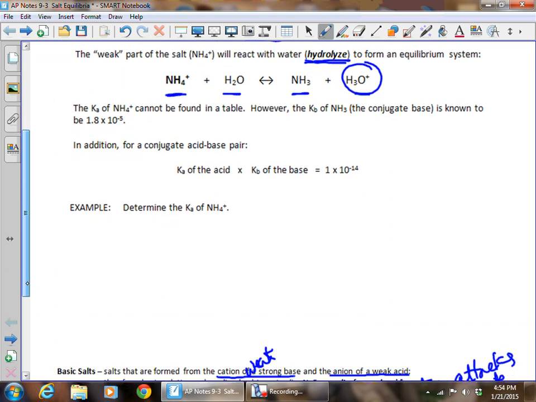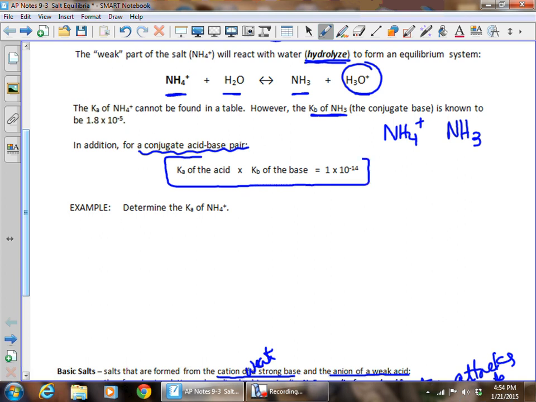Okay, the next important piece of information is that you cannot find the Ka of NH4 plus in a table. However, it does have the Kb of NH3, and NH4 plus and NH3 are conjugate acid-base pairs. Very important thing to know. The Ka of the acid in a conjugate acid-base pair times the Kb of the base is 1 times 10 to the minus 14th. We've seen that number before.